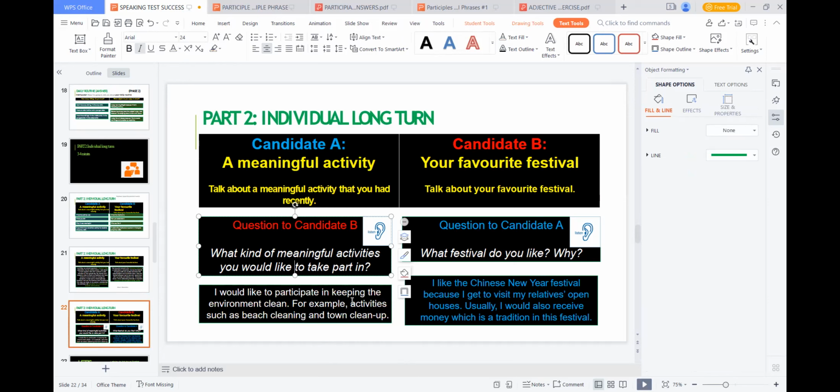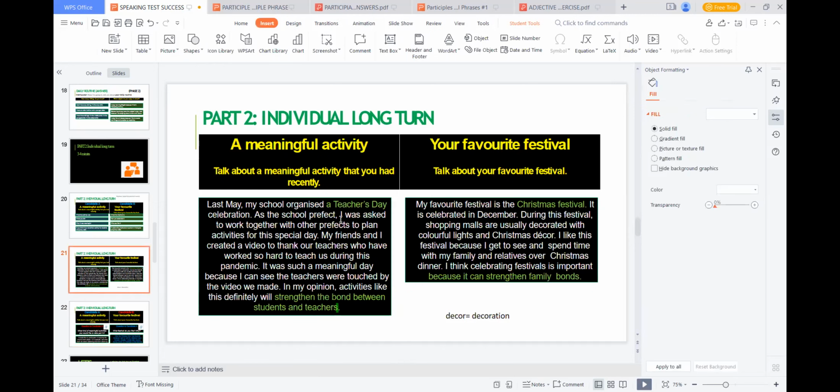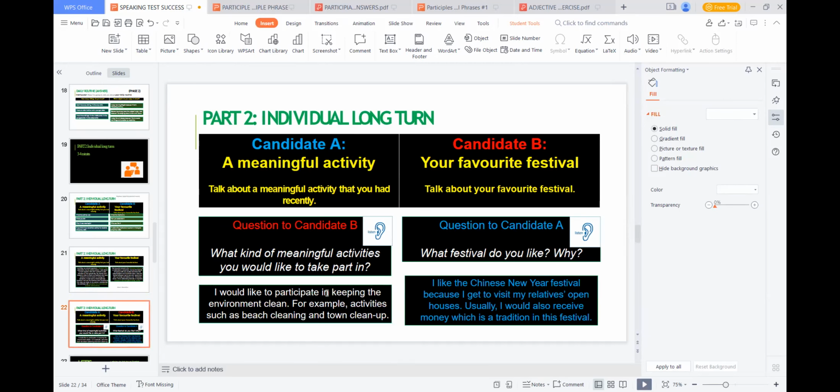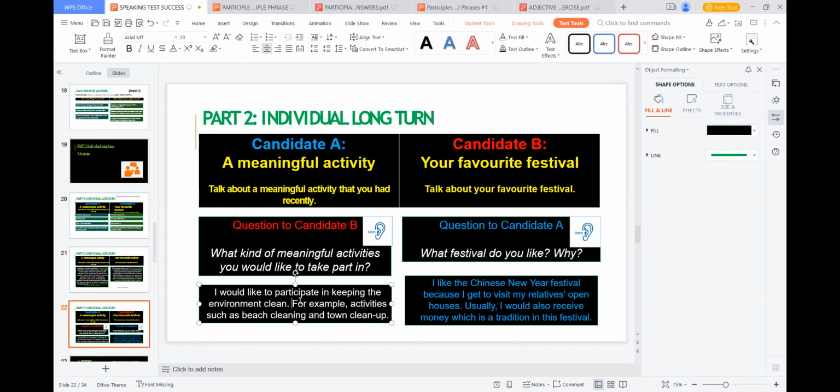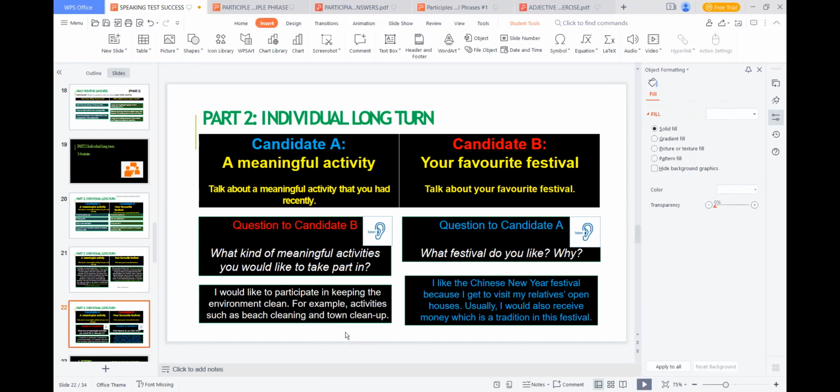All right, so this person, instead of thinking about, because the beginning part, the meaningful activity is about the teacher's day, right? Candidate B will say that I would rather participate in activities related to environmental cleaning. So like beach cleaning or town cleaning up. Okay. So this one has actually been done a lot by our school students. That's why what I can think of is other activities that the person can think of.